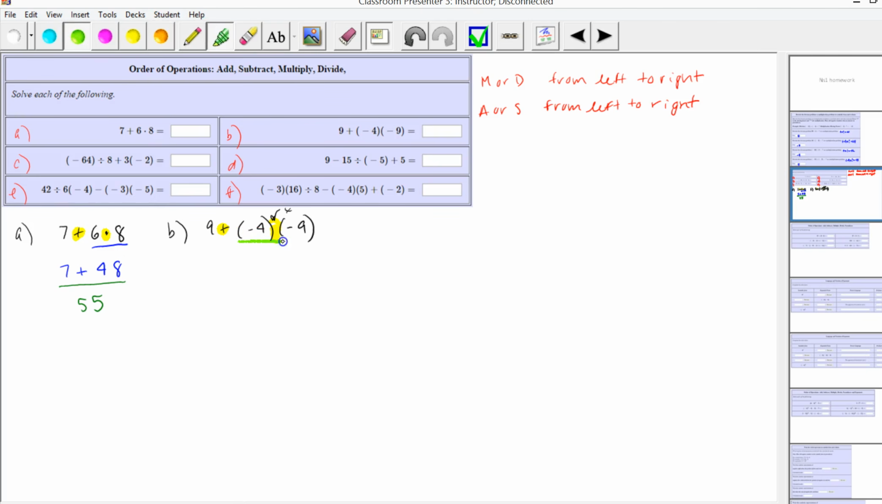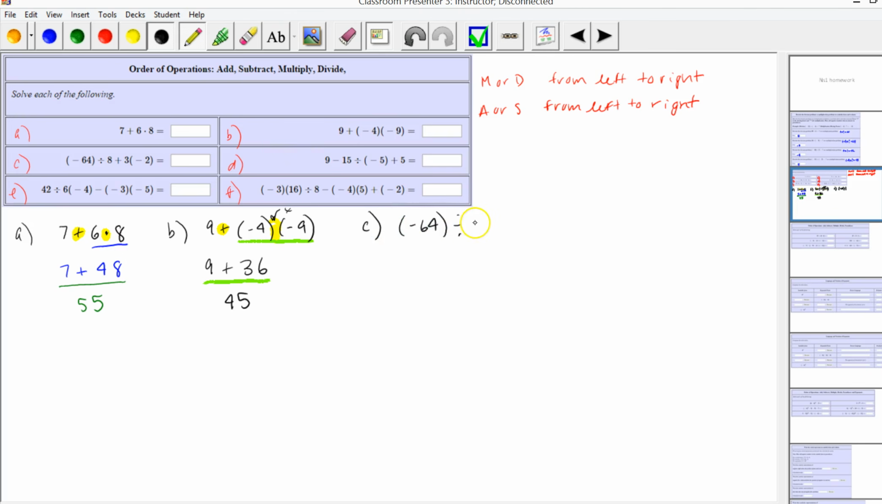Let's use a highlighter. So first we'll do that multiplication. We'll keep the 9, we'll keep the plus, and now -4 times -9, well, multiply their absolute values, and that's 36, and a negative times a negative is positive. Now we will do the addition. 9 plus 36 is 45. Let's look at the next one.